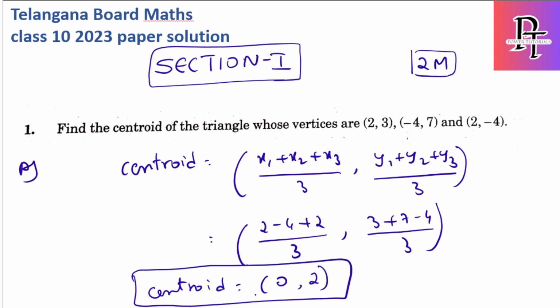Always remember to box the answer, because the examiner mostly looks at what is in the box and the underlined content. By seeing the formula and the answer, they will give it full marks. This also carries a half mark. Make sure to write the formula, then substitute and get the answer. Okay, let's go to the second one.